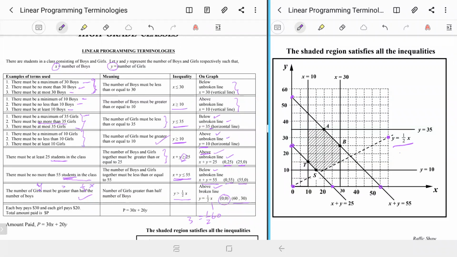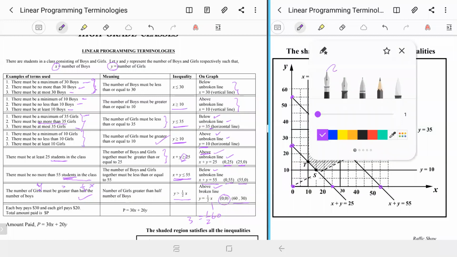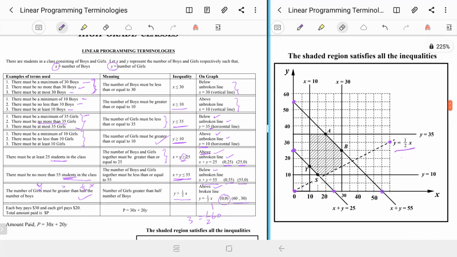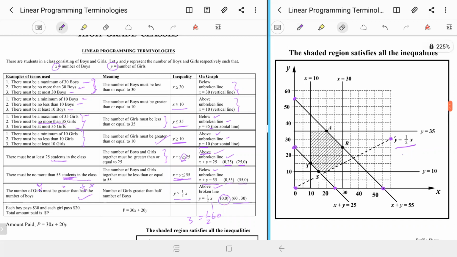What that means now is that points on this line are not valid. If I zoom up this a little bit, no, I can't zoom it up anymore. I'll lock it.